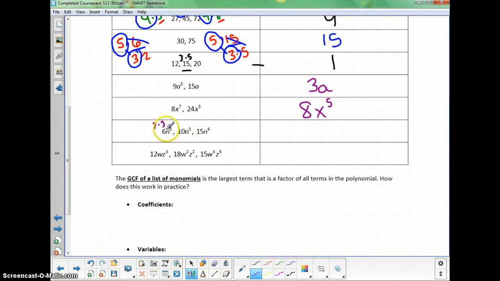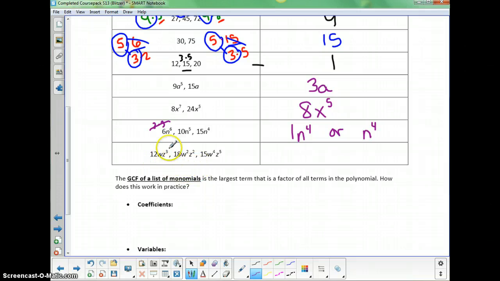2 won't go into 15, 3 won't go into 10, so I'm just going to have 1. N to the smallest power is 4th. Or I don't really need to write the 1 in this case because I can just say n to the 4th. Okay, so n to the 4th would be the GCF on that one.